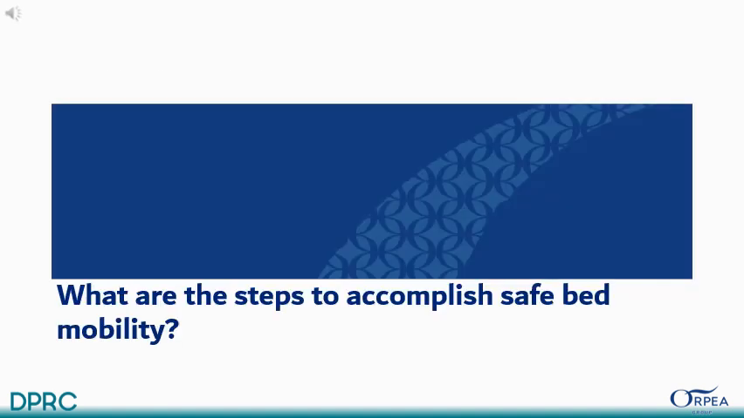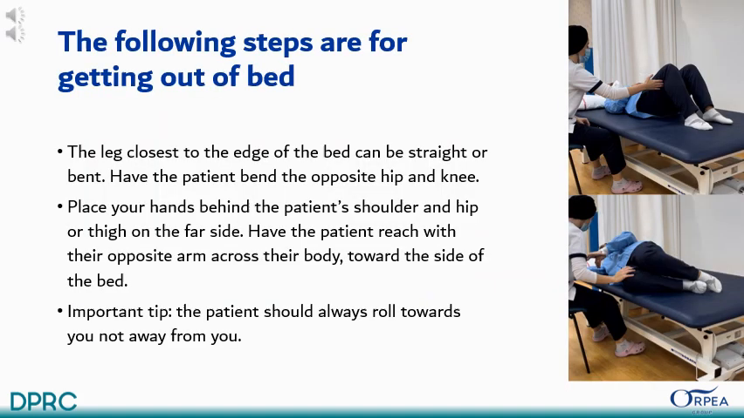Now we are going ahead with the steps to accomplish a safe bed mobility. The following steps are for getting out of bed. The leg closest to the edge of the bed can be straight or bent. Have the patient bend the opposite hip and knee.